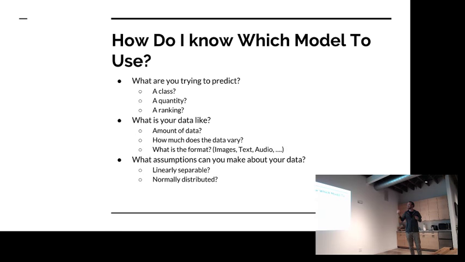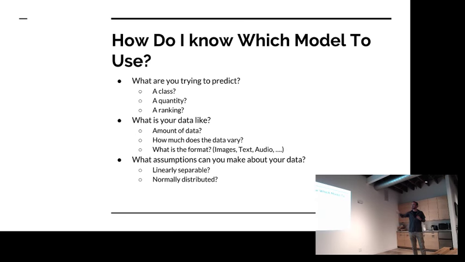And the format also is associated with how much your data varies and things like that. And then just how you represent your data. And then also, what kind of assumptions can you make about your data? If you know it's linearly separable, then you might as well use a Perceptron or SVM. And if you know it's normally distributed, then Gaussian Bayes, or naive Bayes, would be an appropriate model to use. And every single model has its own assumptions, and you can look them up and see what fits your data and your problem.